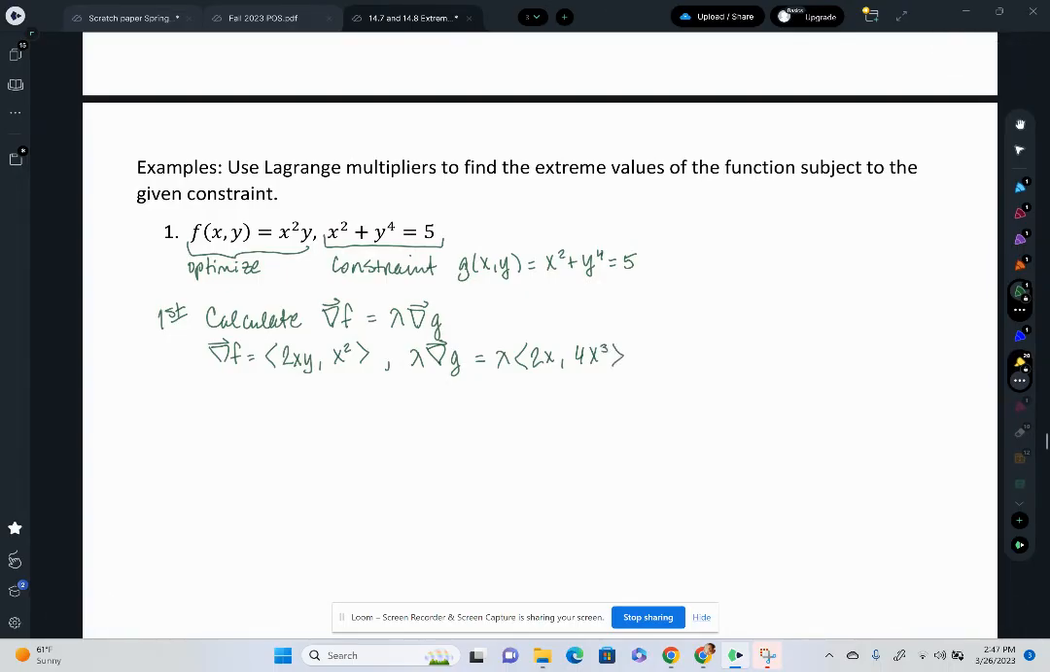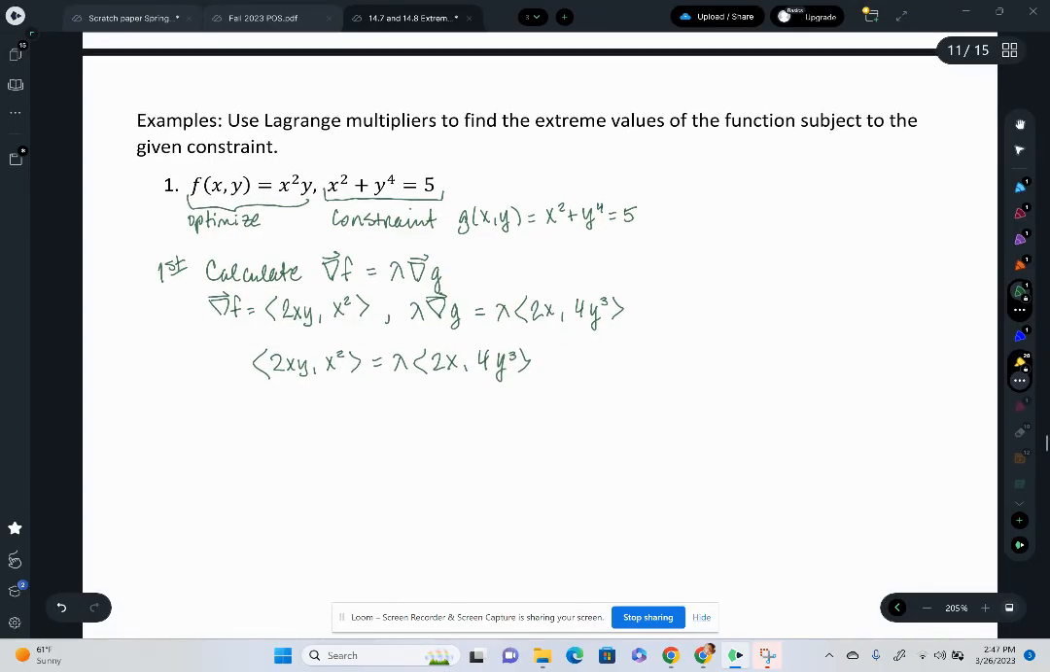So what I have here now is that the vector 2xy, x squared is equal to lambda times 2x and 4, oh, I accidentally wrote in an x and I meant a y, so it's 4y cubed. Now the second thing is to go ahead and list the system of equations.